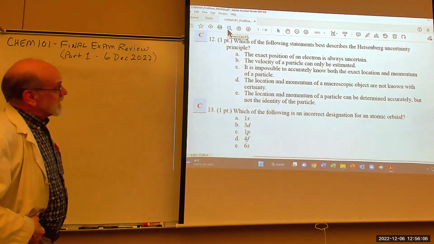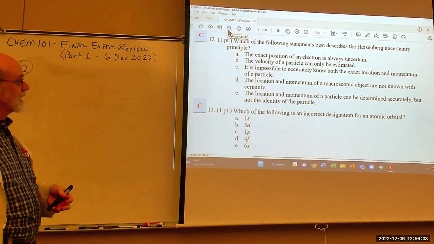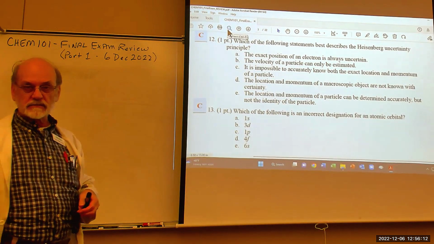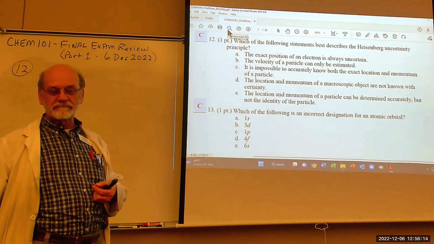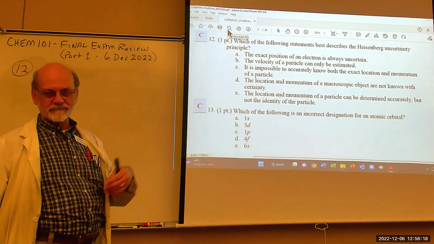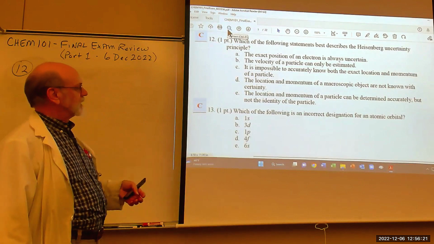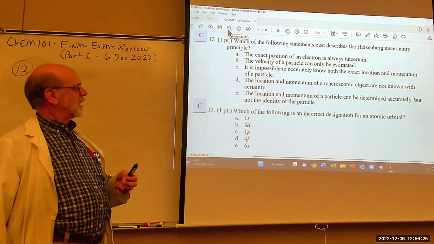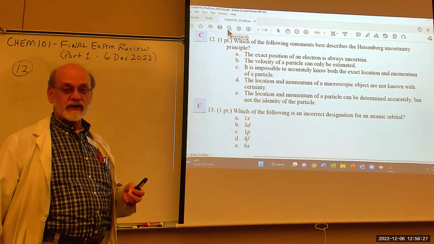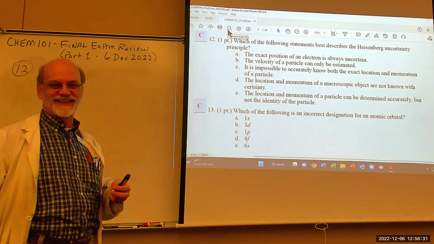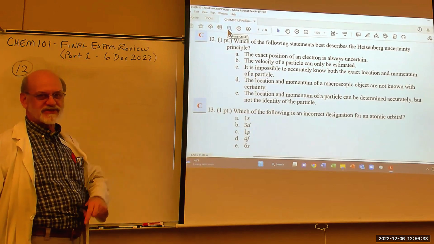So which one of these statements says that? Well, the exact position of an electron is always uncertain. No, you can find it. You just lose that momentum term. It gets too big. The velocity of a particle can only be estimated. No, you can estimate the velocity. You just don't know where it is. You know how fast it's going, but you can't find it.